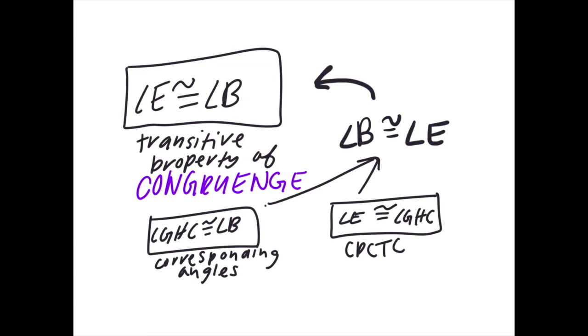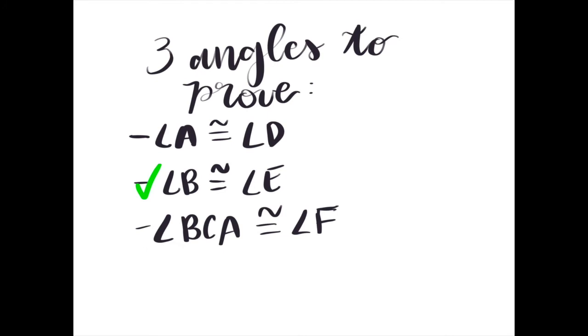We can then, due to the fact that above we proved, by the corresponding angles postulate, that angle GHC is congruent to angle B. Remember, these are both congruent to GHC, so we can use the transitive property, and now angle B is congruent to angle E, which was one of the three angles that we were trying to prove are congruent.